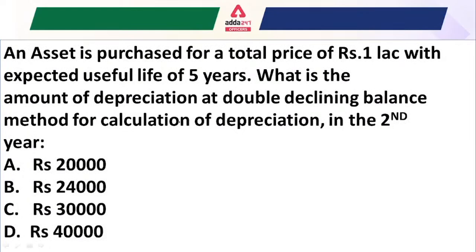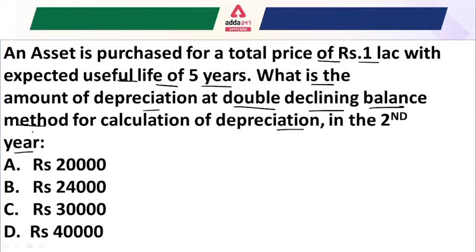Okay, now understand another question, related to the double declining balance method, and this is a very important method from the exam point of view as well. An asset is purchased for a total price of 1 lakh rupees, with an expected useful life of 5 years. What is the amount of depreciation at the double declining balance method for the second year?